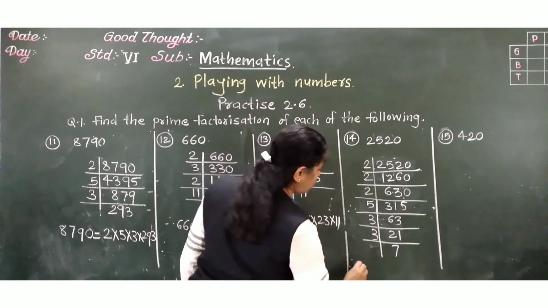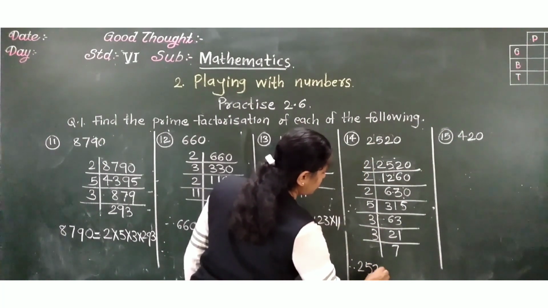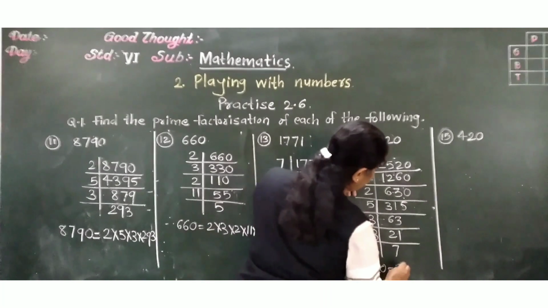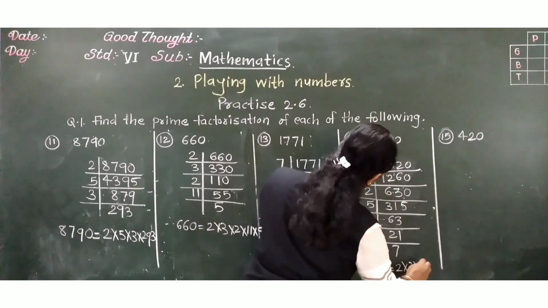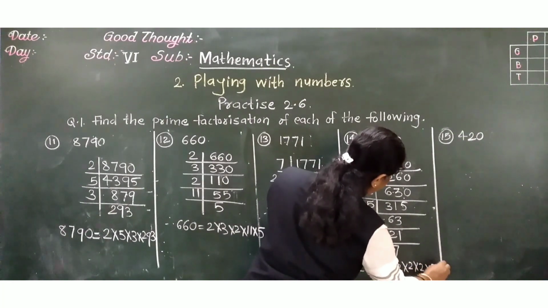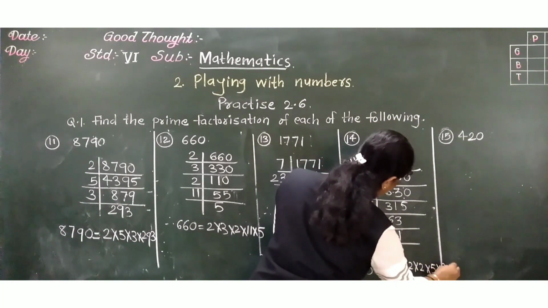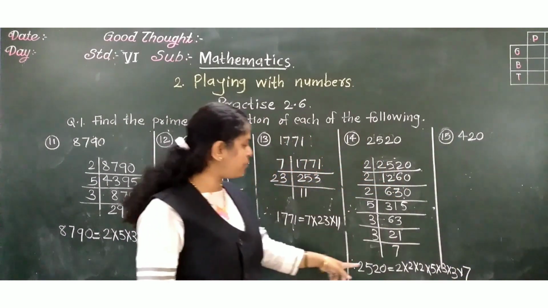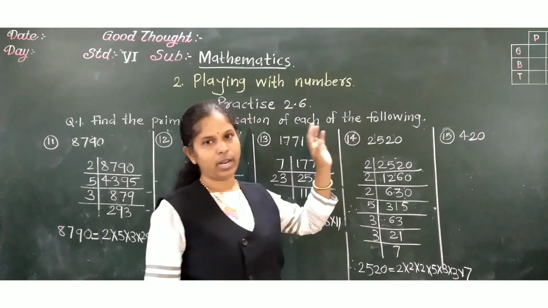Therefore, how to write? 2520 is equal to 2 into 2 into 2 into 5 into 3 into 3 into 7. This is the prime factorization of 2520.